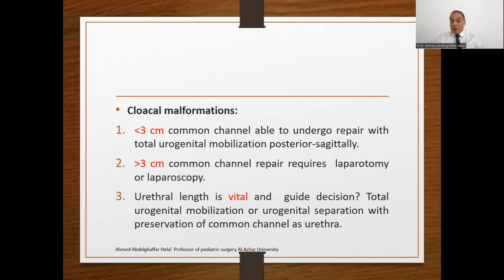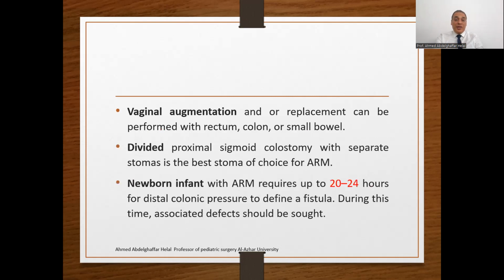In cloacal malformations, we may have a short common channel of less than 3 cm or a long common channel of more than 3 cm, and the urethral length is essential for making the decision. We may need vaginal augmentation. The divided proximal colostomy with a separate stoma is the best for anorectal malformations. The newborn requires up to 24 hours for the distal colonic pressure to define the fistula. That time is used for evaluation of associated anomalies.